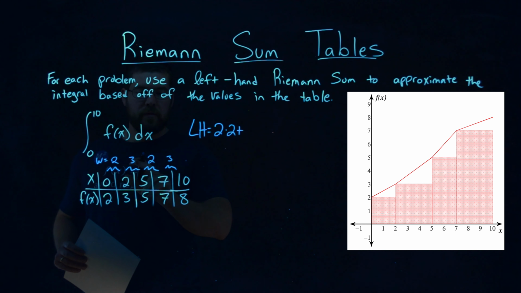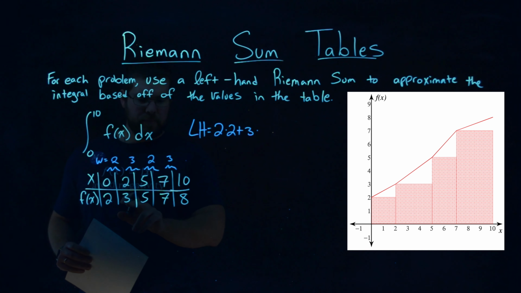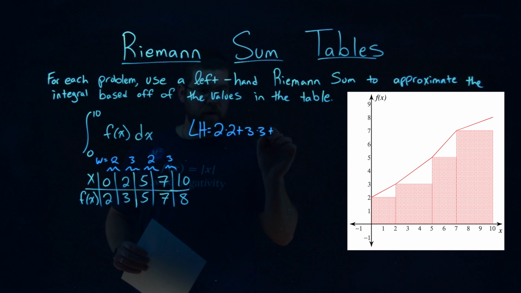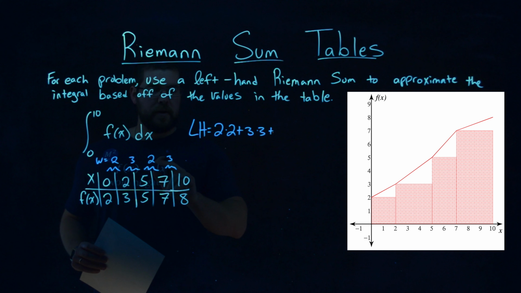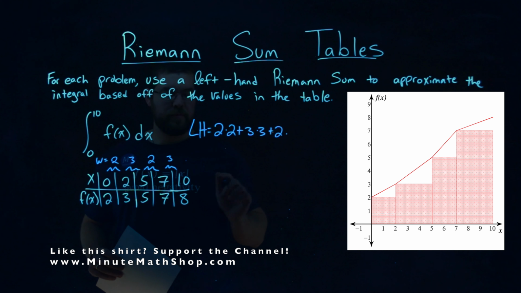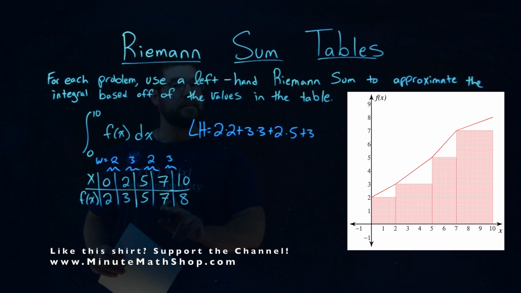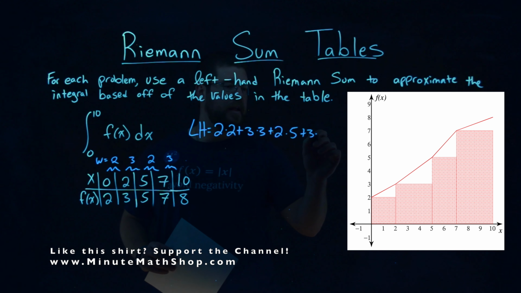Plus the next width, which is a 3, times the left-hand value, that 3 here. Plus the width of 2 right there, times again the left-hand 5, the height value. And the last width is a 3 times its height, which is a 7 on the left.